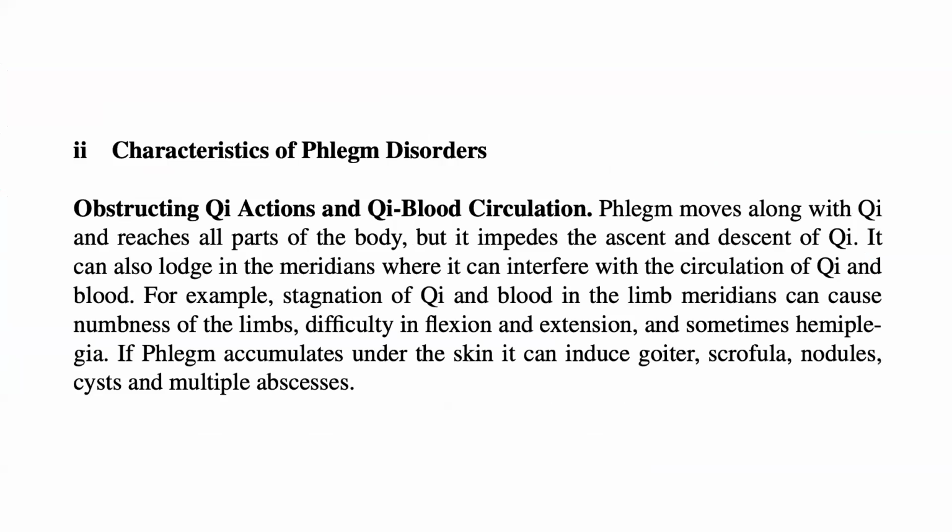Now let's go to the characteristics of phlegm disorders. First, obstructing Qi actions and Qi and blood circulation. Phlegm moves along with Qi and reaches all parts of the body, but it impedes the ascent and descent of Qi. It can also lodge in the meridians where it can interfere with the circulation of Qi and blood. For example, stagnation of Qi and blood in the limb meridians can cause numbness of the limbs, difficulty in flexion and extension, and sometimes hemiplegia. If phlegm accumulates under the skin, it can induce goiters, scrofula, nodules, cysts, and multiple abscesses.